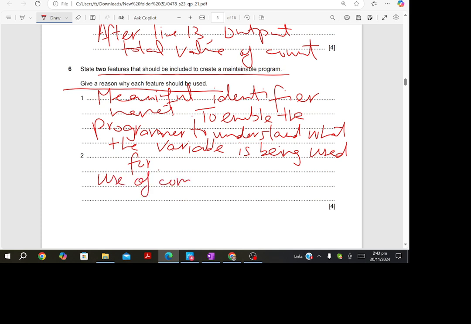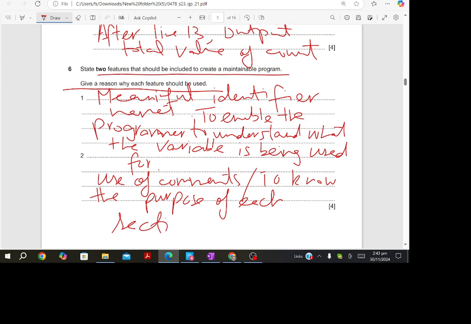And what is the other feature? Use of comments, so that you are able to know the purpose of each section of code. To know the purpose of each section of code.